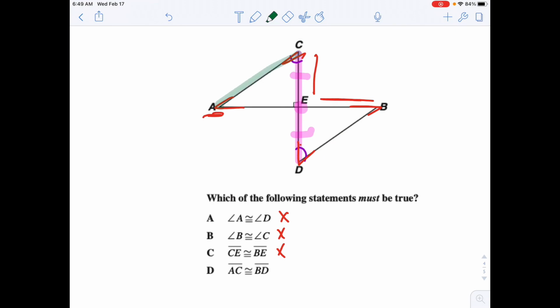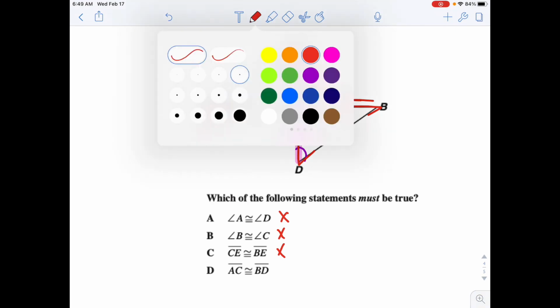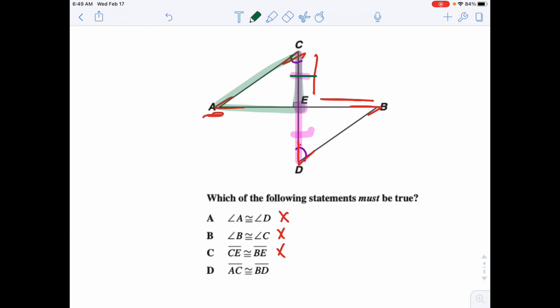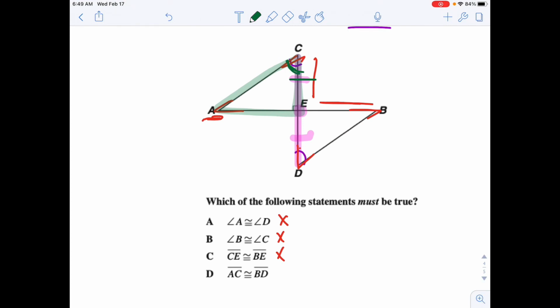Let's focus on this. So this triangle here, we have this side, this angle, and then this triangle over here, we have this side and this angle, and then we also have these vertical angles right here. So these triangles are congruent to each other by angle, side, angle. So since the triangles are congruent, all the parts are congruent. So in fact, it's actually that AC and BD will be congruent.